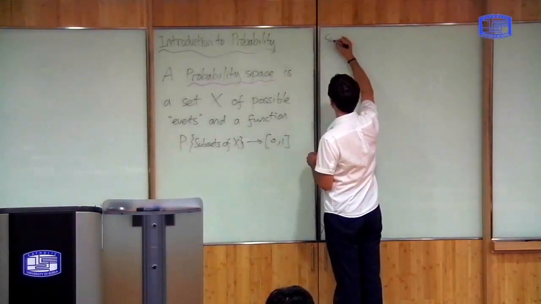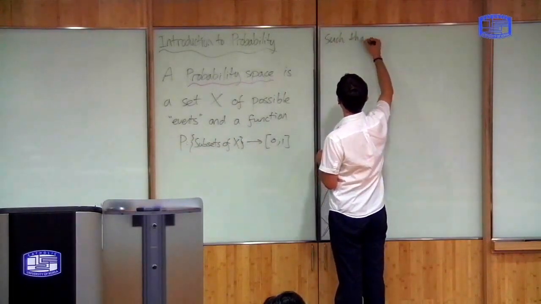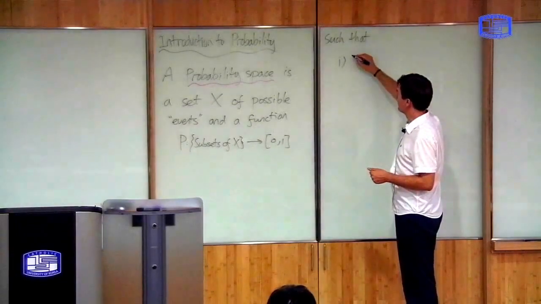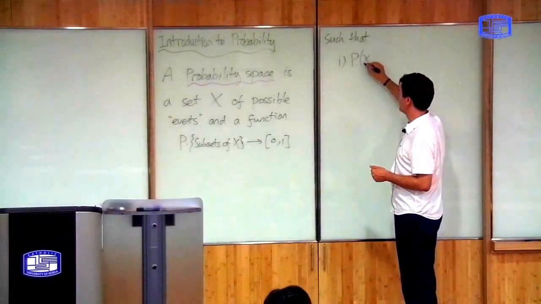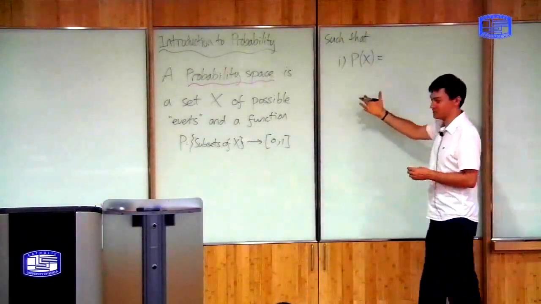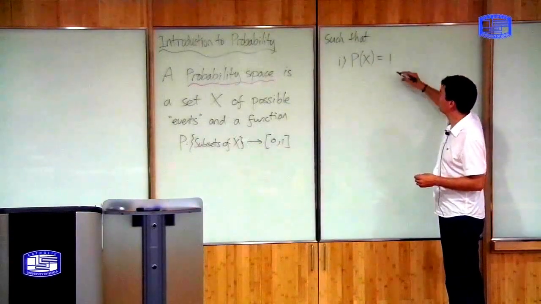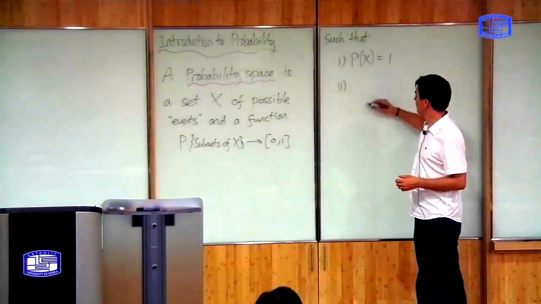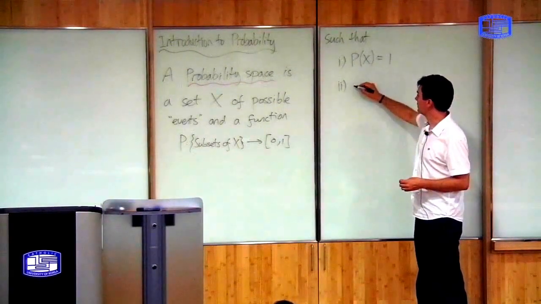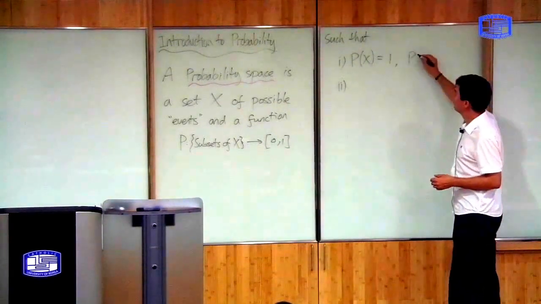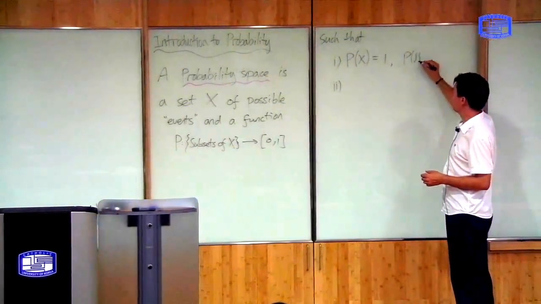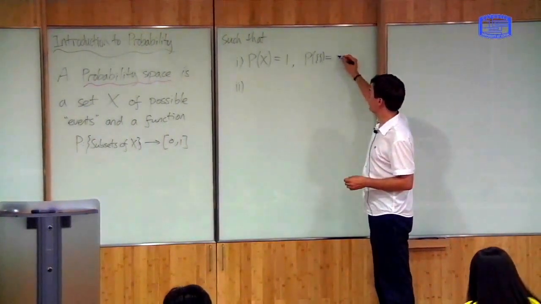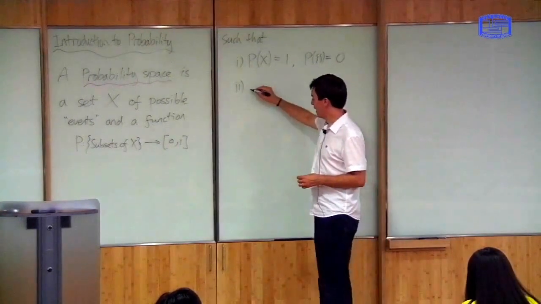Such that there are some conditions on this. The first one says that the probability of the whole set, P is the probability function, the probability of the whole set is equal to 1. The second thing says the probability of nothing, that's the empty set, is equal to 0.